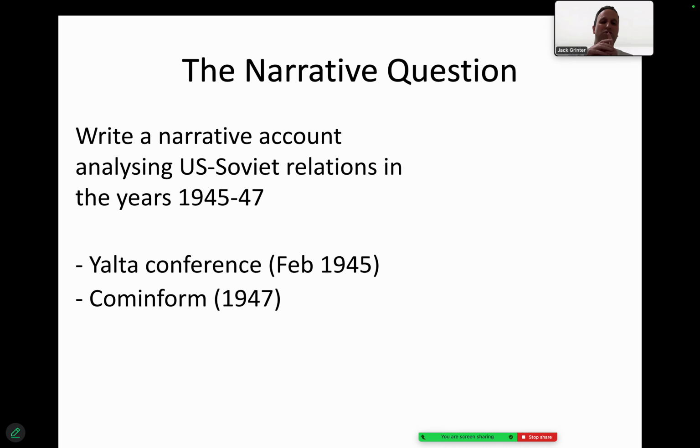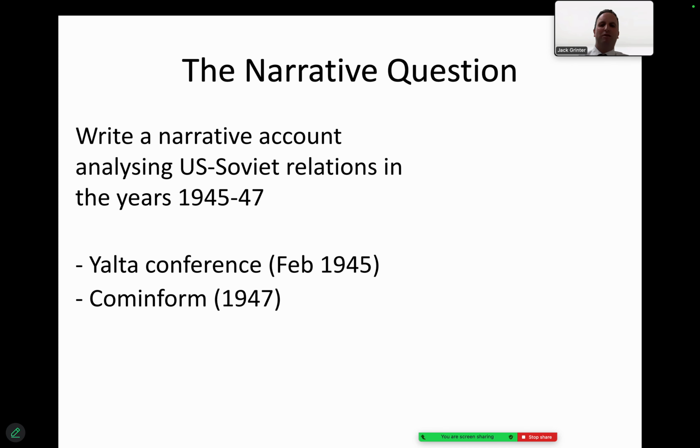Okay. So 2 years ago, which is in 2023, they asked this question, a narrative account analysing US-Soviet relations in the years 45 to 47. So what you just think about is this: what's the start point? What's the end point? What happens in between? There's quite a lot you could write about, and it's only 8 marks. You'd have about 15 minutes to do it.